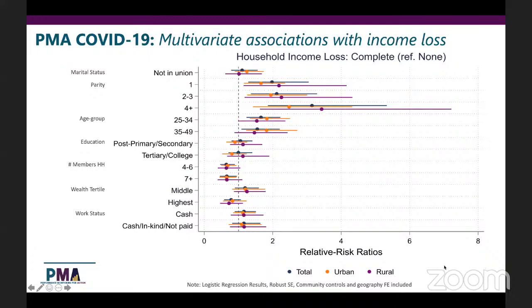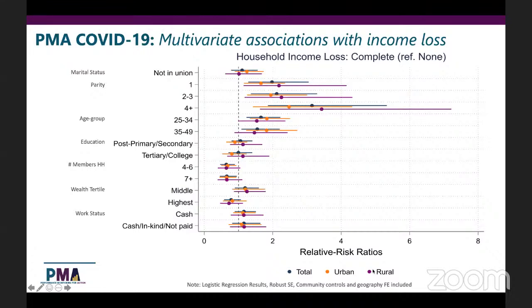This is a pooled sample, I should say. So we pooled all the samples together and included geography fixed effects. And we also stratified by urban and rural, because we thought the impacts might be different in urban and rural areas. So the estimate for the total sample is in blue, the estimate for the urban sample is in orange, and the estimate for the rural sample is in purple.